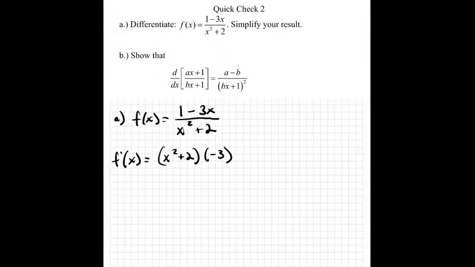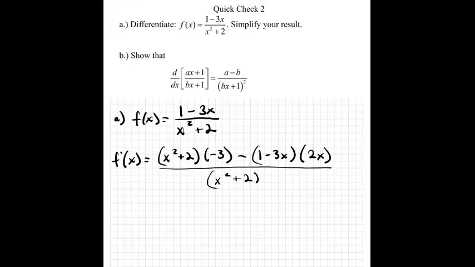So the bottom times the derivative of the top minus the top, which is this guy, times the derivative of the bottom, which is going to become 2x, over the bottom squared. So x squared plus 2 squared. Okay. Let's take it a little further like we did in the previous. So then we're going to get negative 3x squared minus 6.